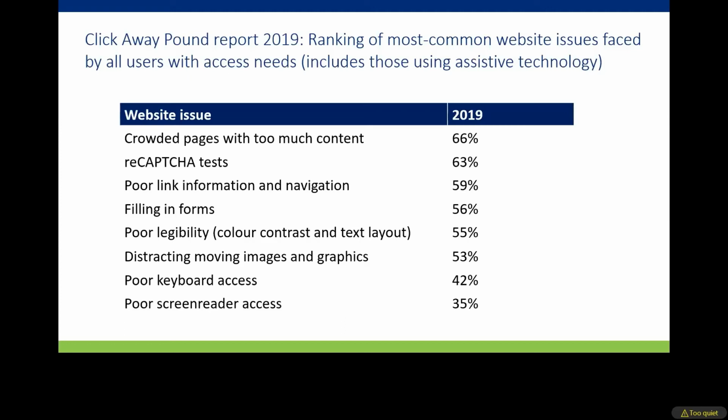Poor link information, navigation, filling in forms, poor color contrast, distracting moving images. So a lot of people might have home pages that have a video playing instantly, which can be really distracting if you're using assistive technology. Or poor keyboard access or poor screen reader access.